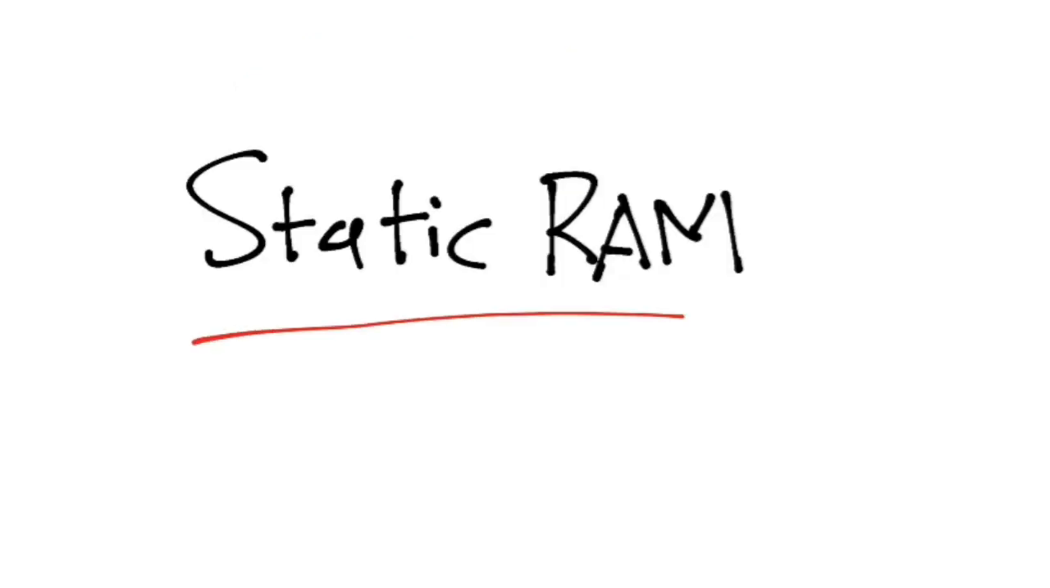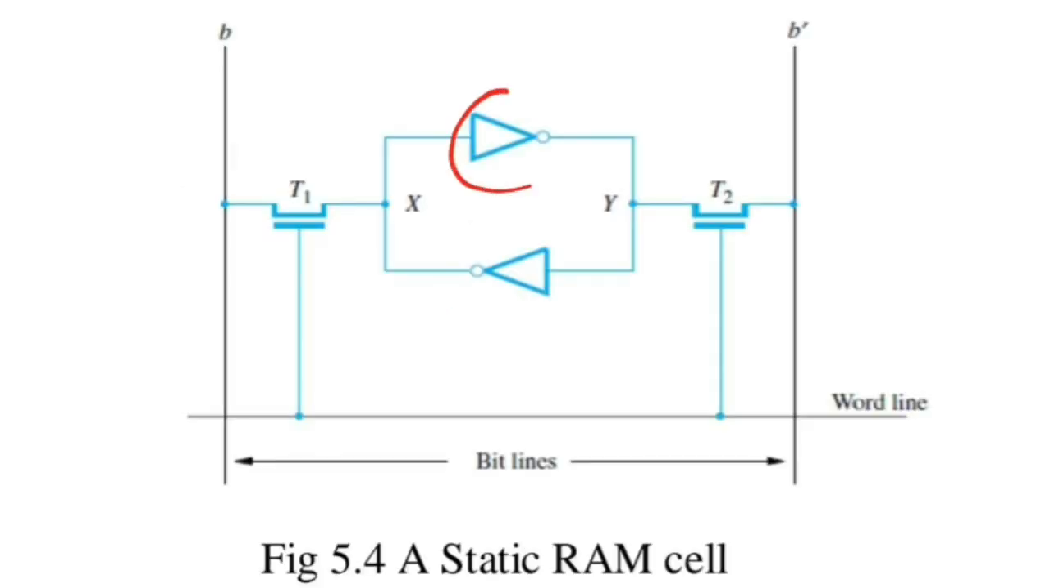There are two types of RAM, which are static RAM and dynamic RAM. Let's see them one by one. In static RAM, you will have two inverters here. What does this inverter do? It will store the data, or it will write the data, or it will fetch the data.